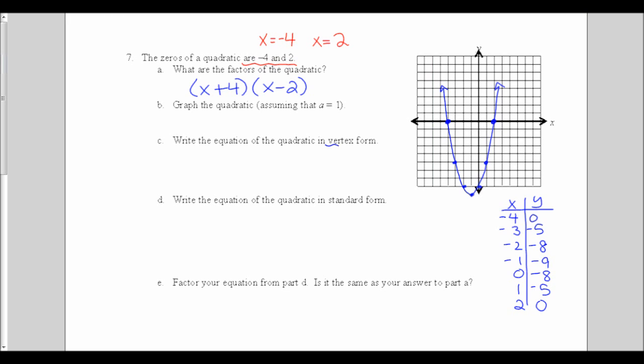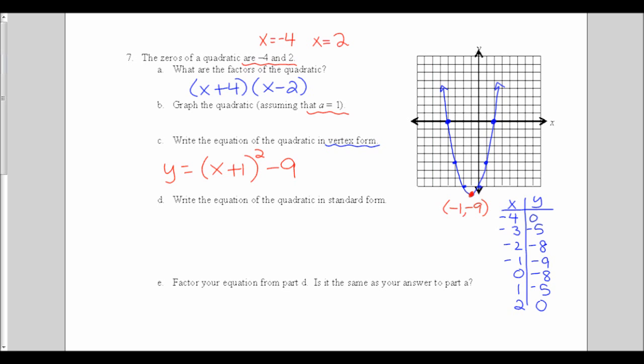To write the equation of the quadratic in vertex form, I need to know where is the vertex, or my anchor point for this graph. That was at negative 1, negative 9. So if I'm going to write the equation, I need to move 1 to the left, which I do by putting a plus 1 inside my function. I need to move down 9, so I put a minus 9 on the end.